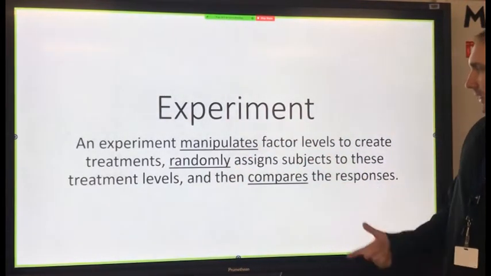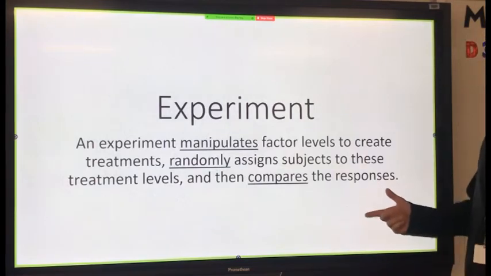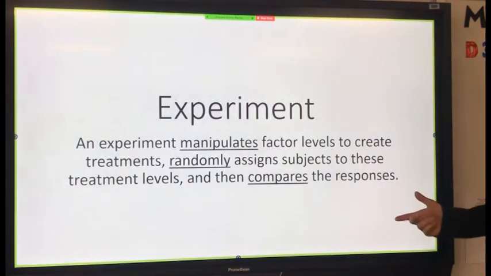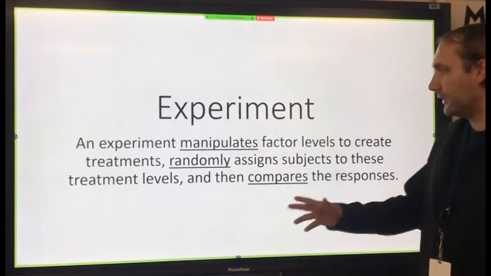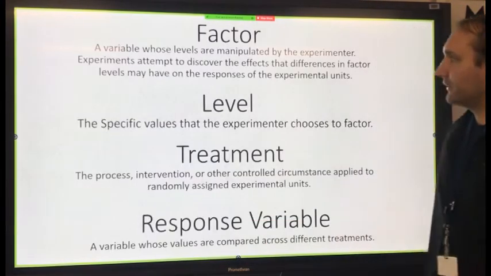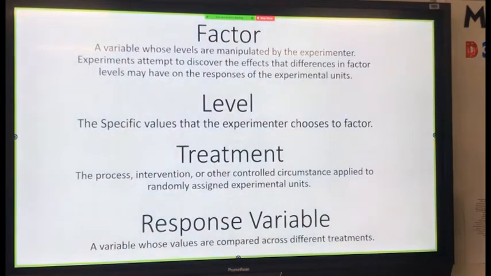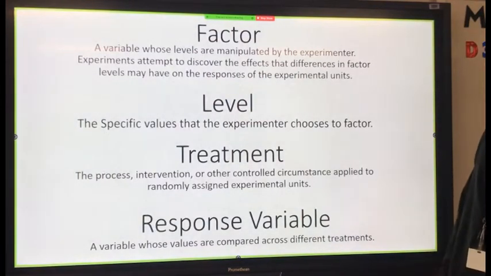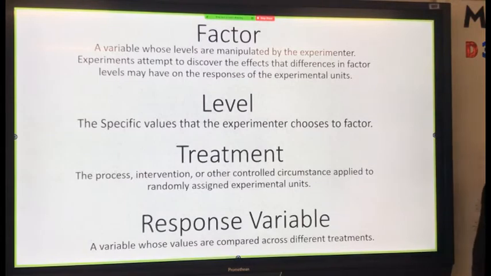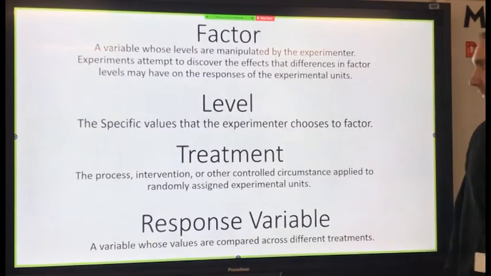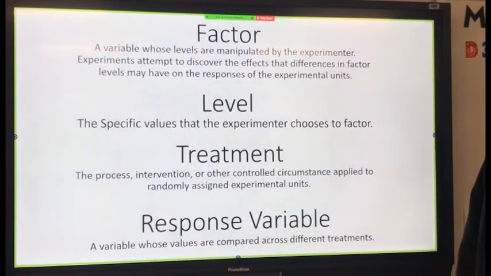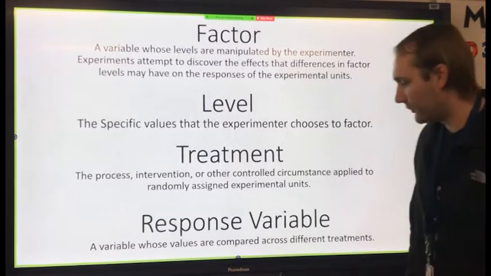An experiment manipulates factor levels to create treatments, randomly assigns subjects to these treatment levels, and then compares the responses. Now what do I mean by factor, levels, and treatments? A factor is a variable whose levels are manipulated by the experimenter. Experiments attempt to discover the effects that differences in the factor levels may have on the responses of the experimental units. Levels are the specific values that the experimenter chooses for the factor. Treatment is the process, intervention, or other controlled circumstance applied to the randomly assigned experimental units. And the response variable is a variable whose values are compared across different treatments.